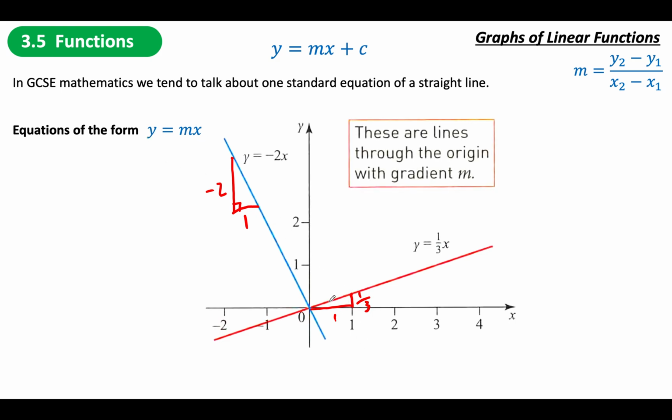But the important bit here is also they go through the origin, and they have gradient m, so they go through the origin down here. There is a y-intercept, and that y-intercept is 0.